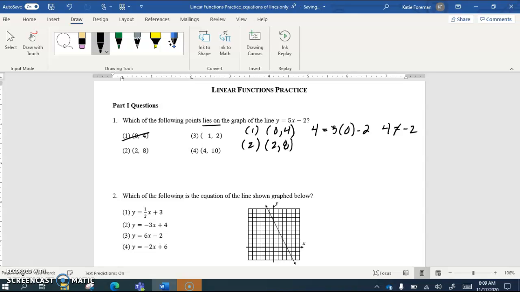If I plug in (2, 8), 8 equals 5 times 2 minus 2. So I replace y with 8, x with 2. I get 8 is equal to 8. That is a true statement. So the answer to number 1 would be the point (2, 8).